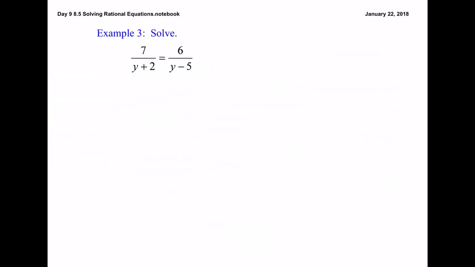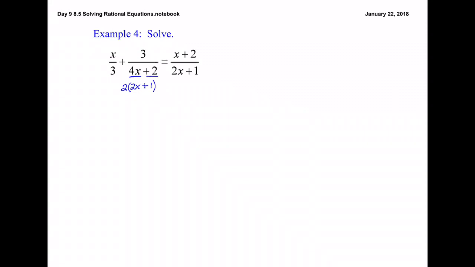Example number 4. You want to make sure your denominator is factored completely. These are both divisible by 2, so we can factor out a 2, and this would become 2x plus 1. Okay, then we want to look for our missing pieces. This first fraction has a 3. This middle one is missing a 3. This last one is missing a 3.